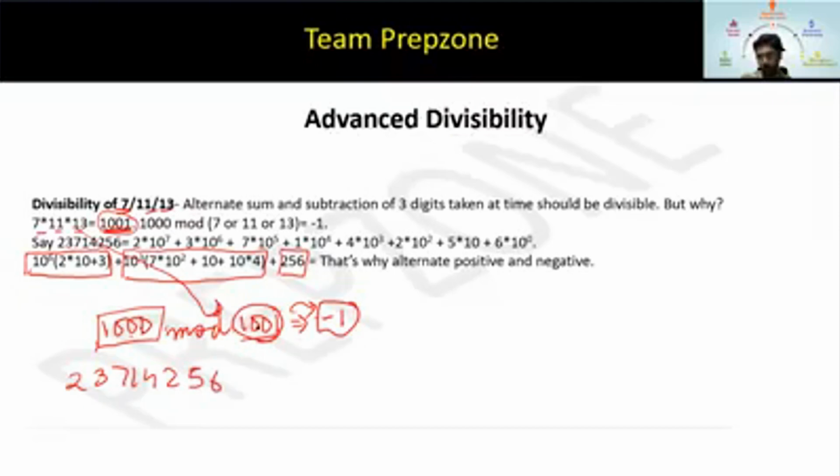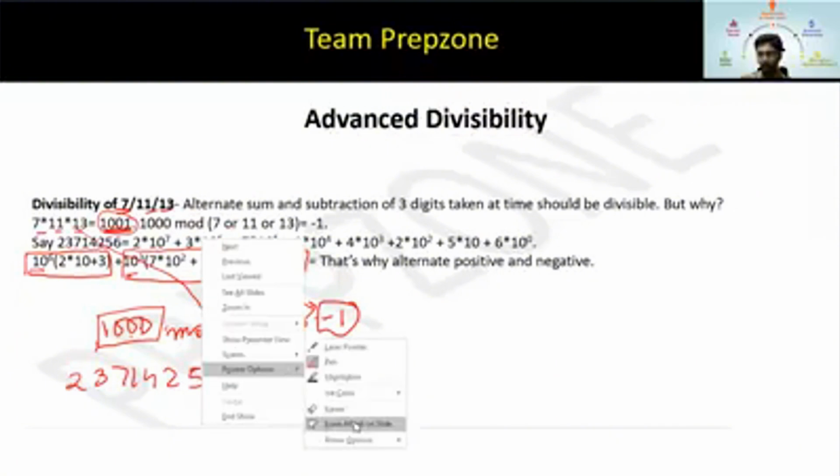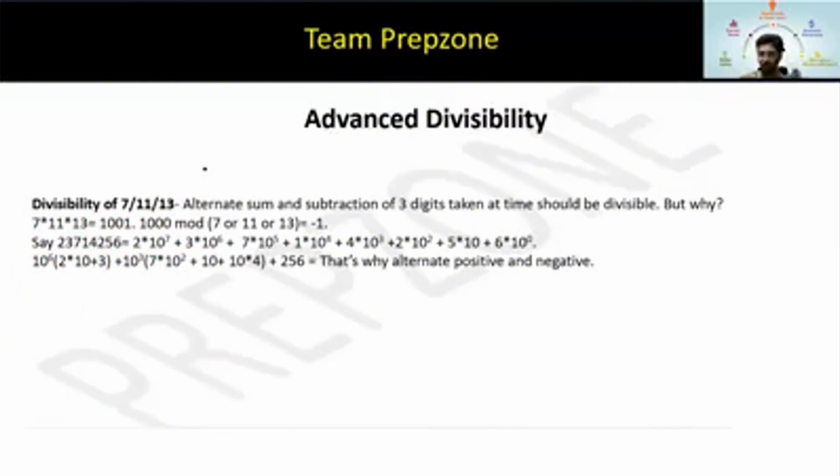You know that 1000 mod 1001 is minus 1, right? So you will try to make as many thousands as possible. That's what I'm doing. I'm making as many thousands as possible. Anyways, this is the concept part of it. For the short trick, I've already told you what to do, but this is the concept behind it, why we are doing it. So here I've taken 10 to the power 6 common, here 10 cube common, and here it is as it is, 256.